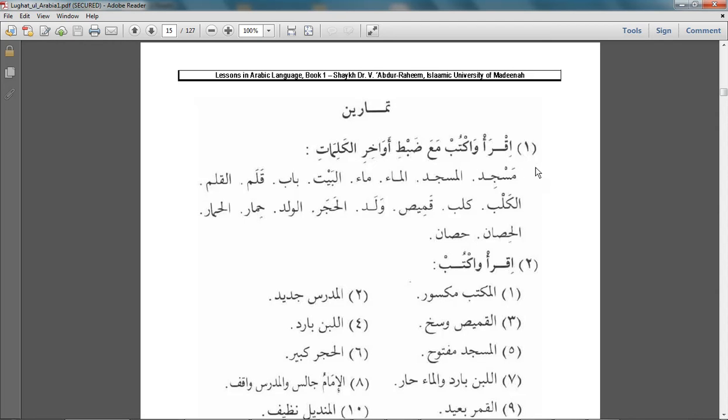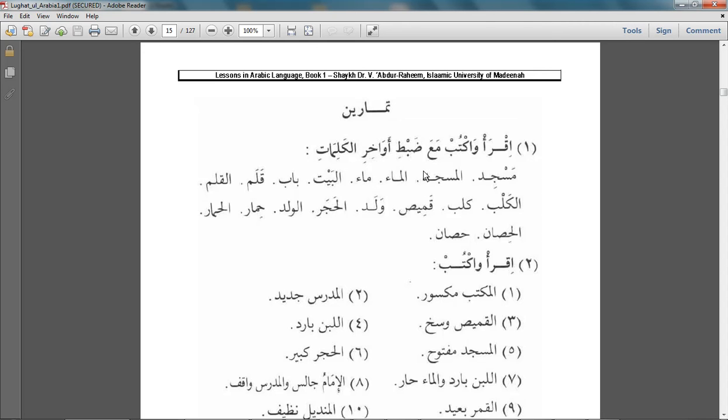or exercise, it is telling us اقرأ واكتب مع ضبط أواخر الكلمات. That means read and write, but you put the haraka at the end of the words. What is the haraka? Now remember what the rule was. Without alif lam, you have a tanween. With alif lam, you have a regular dhamma, fatha or kasra.